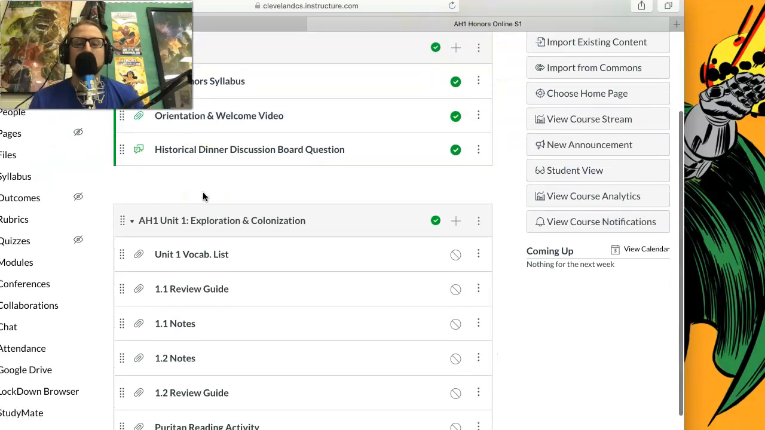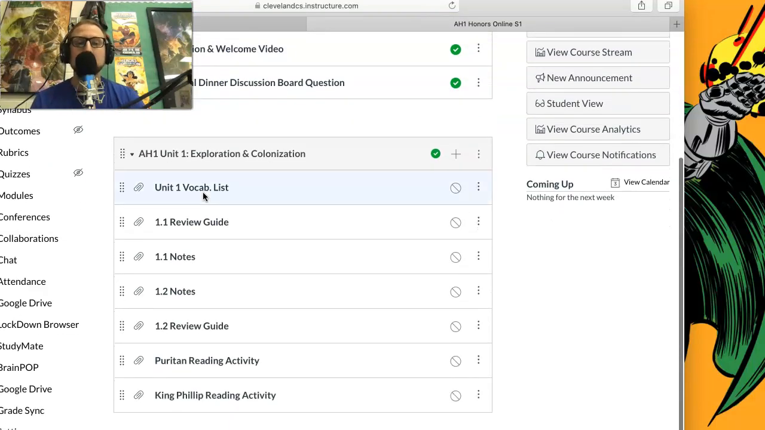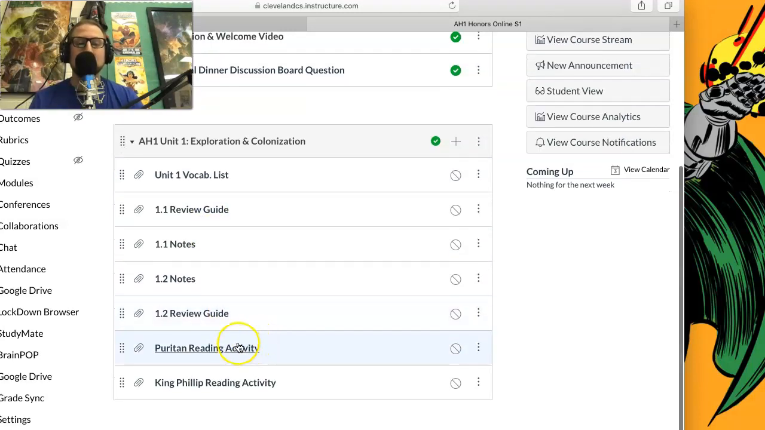So for each unit, you can really expect a few things. One is the notes. Another are the review guides, which are study guides. And the other is the vocab list, of which you have 1 per unit. The last thing you can expect as far as weekly completion assignments are going to be your reading activities.